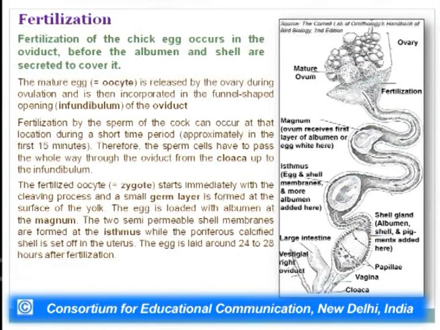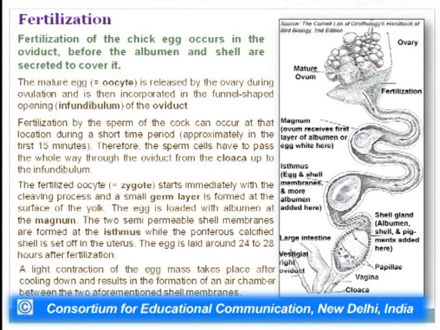So fertilization occurs in the infundibulum region. In the magnum region, the ovum receives the first layer of albumin or the egg white, and in the isthmus, the shell membranes and more albumin are added. Then you can see there is a shell gland where the final albumin, shell and the pigments are added, and there are certain papillae which move it through the vagina, and then it is laid after 24 to 28 hours of fertilization.